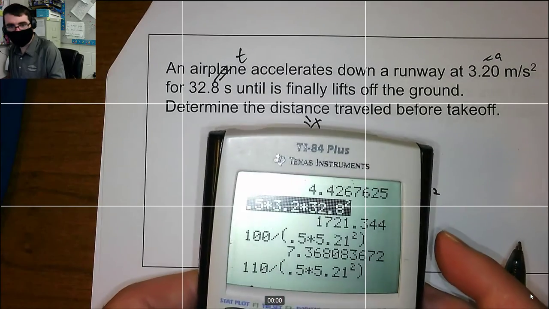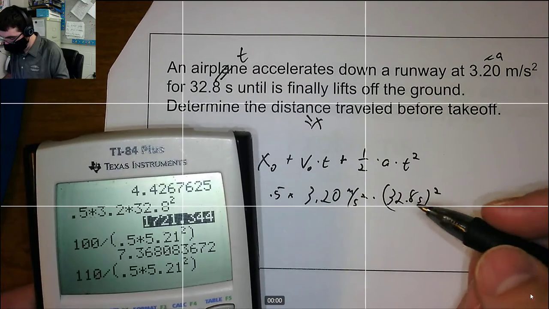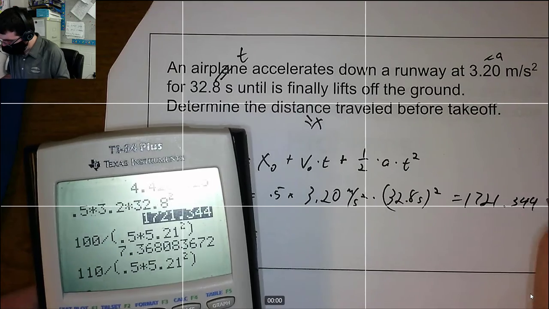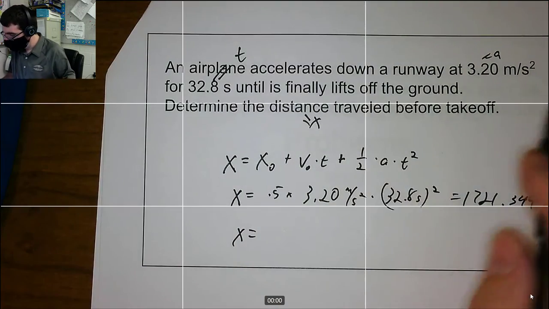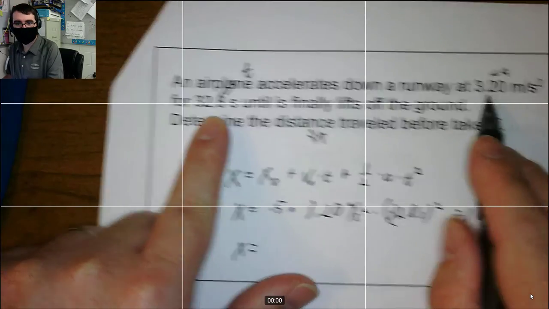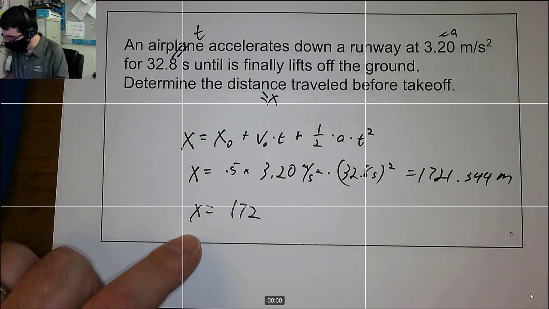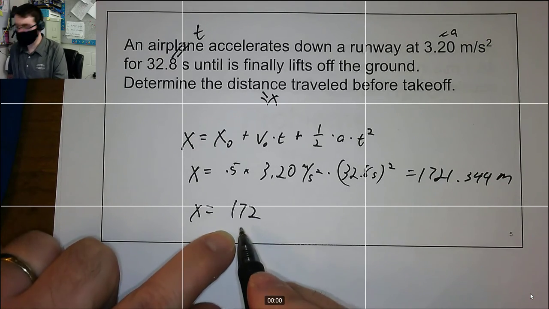There we go. It's that one there. And so then I get that number there, 1721. 0.344, and that would again come out to be meters for our distance. Sig figs, we have 3 and 3, so our final answer needs to have 3, so that's going to be 172, but this is 1,721. If I write this as 172, that doesn't work.